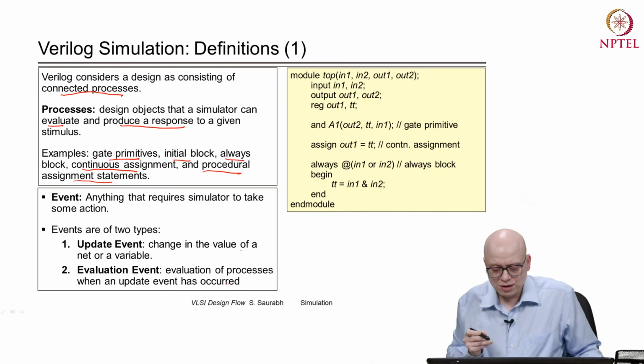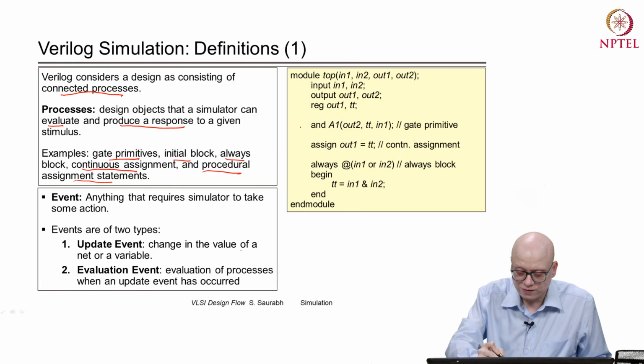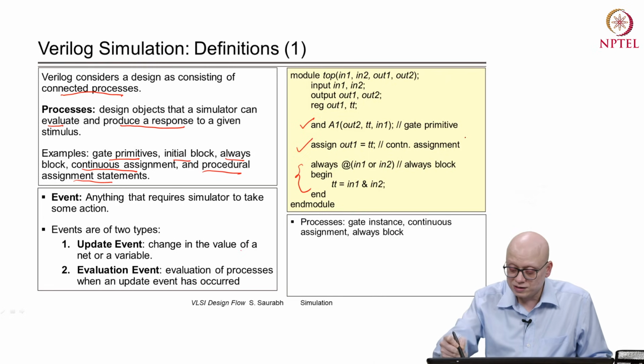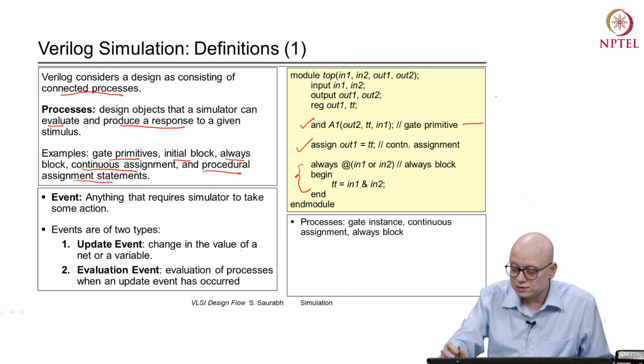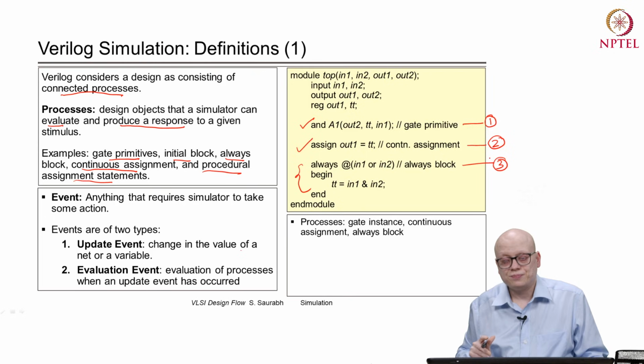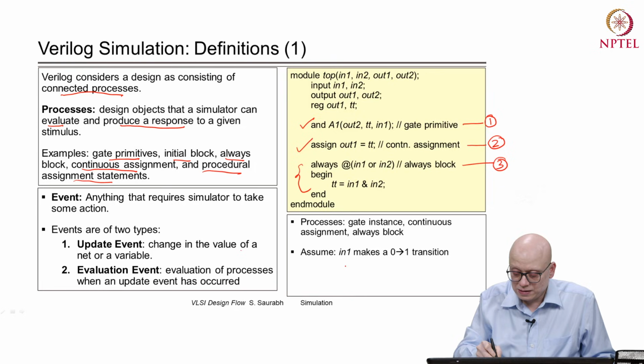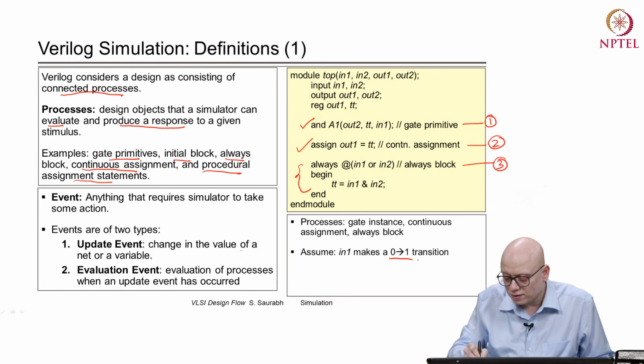Suppose this is a module, we have a primitive gate instance, then we have a continuous assignment statement, and then there is an always block. Now, what are the processes in this module? The processes are the gate primitive instance, the first process, the second process, that is the continuous assignment, and the third is this always block. These are three processes here. And suppose that the signal in1 makes a transition from 0 to 1.